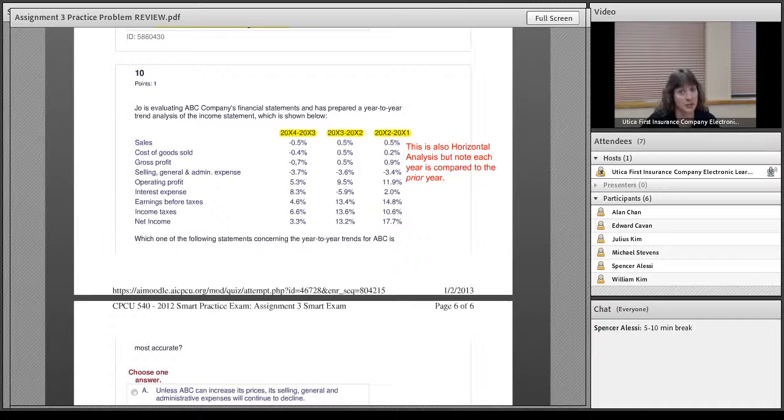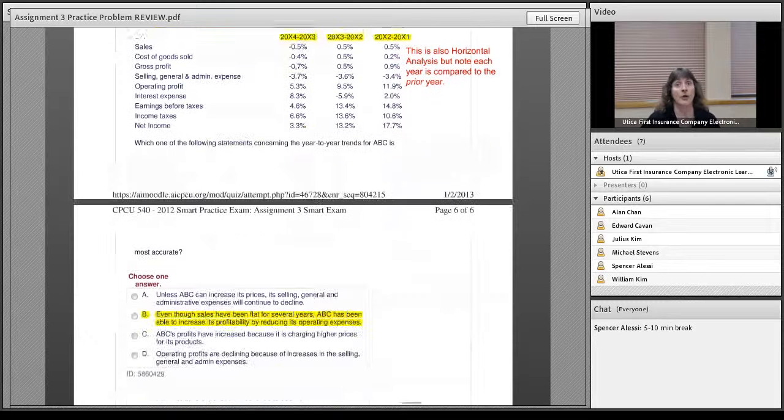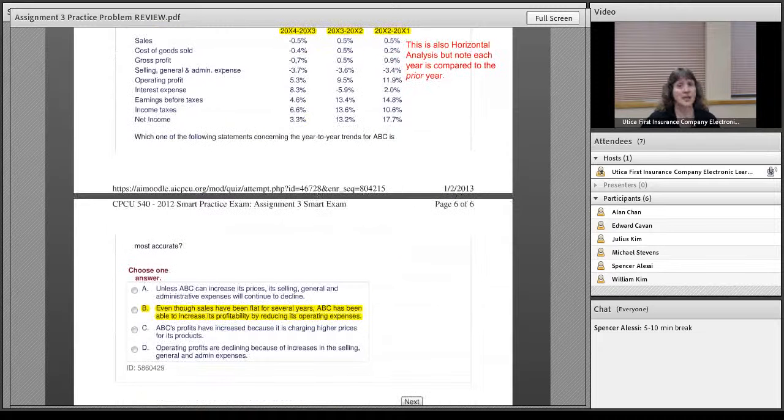pay close attention to what's going on up here. Because when you look at the different answers here that we talked about, it might be deceiving if you're saying, I don't see how this can be true. How can sales have been flat when, look at, you look at this, 0.5 to 0.5 to negative 0.5. Well, that is flat. Even though they're changing, it's still less than 1% difference between year to year to year. Okay? So pay close attention to that on the exam.